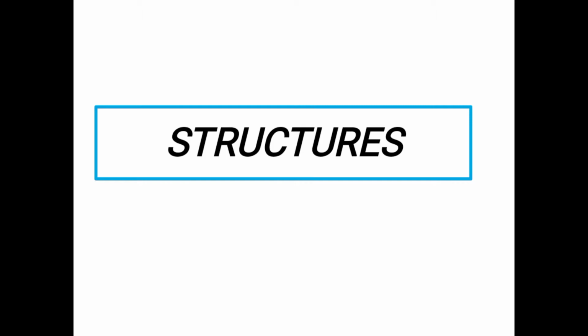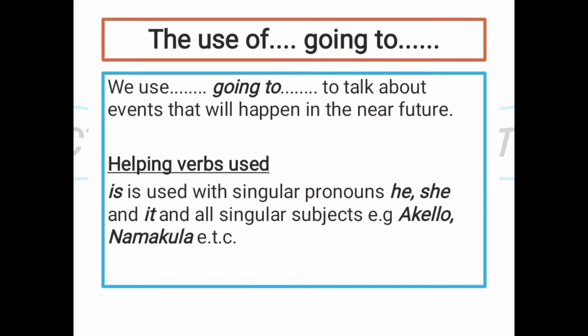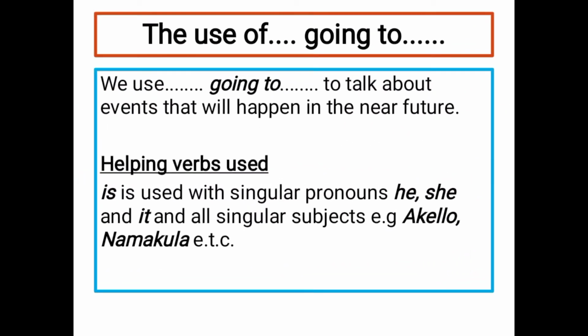I feel like sharing with you how we can use "going to" in our sentences. Now, "going to" is one of the structures that we use for constructing sentences, and we use it to talk about events that will happen in the near future. So near future here means the time which is not far from now.